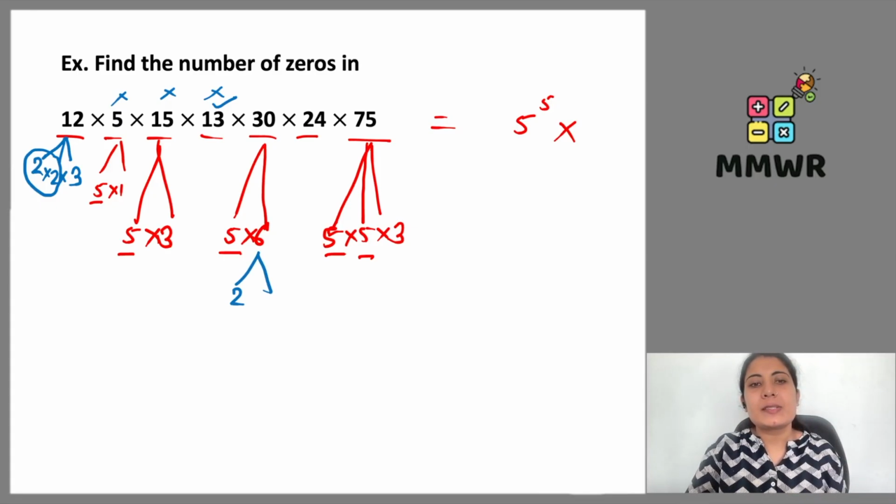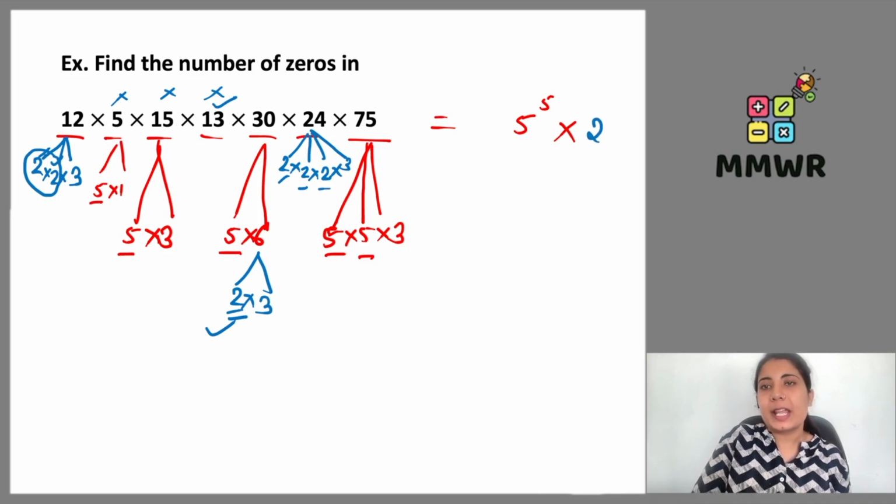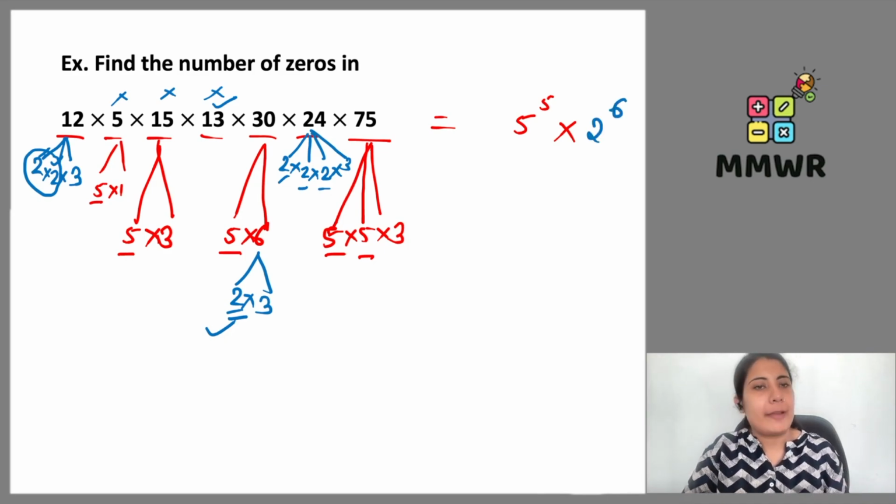This 6 can be written as 2 multiplied by 3. I got one more 2 here. This 24 can be written as 2 2's are 4, 4 2's are 8, 8 3's are 24. So here I have 1, 2, 3, 4, 5, 6. Total 6 times 2's I have. And 5 times 5 I already had, which I mentioned here.